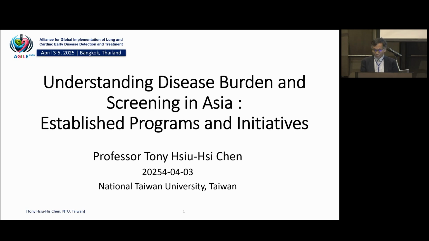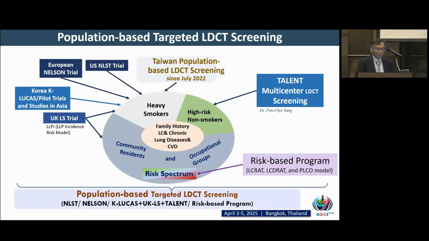So I want to emphasize, it's very important when you want to implement, as Dr. Hensky said, we need to be very efficient and very economical. So I will propose a population-based targeted low-dose CT screening, according to my expert opinion. So you see, you cover the heavy smokers and also non-smokers, for example. And we also refer to the previous trials already.